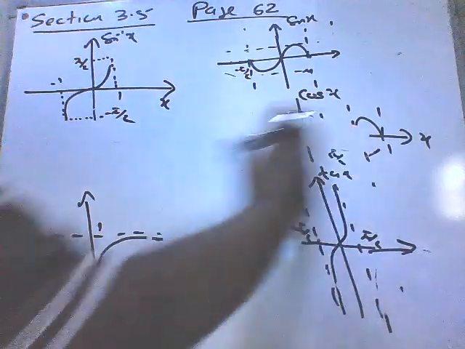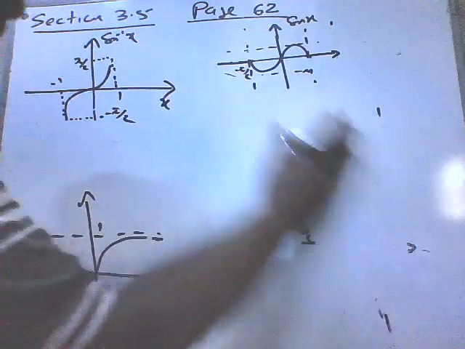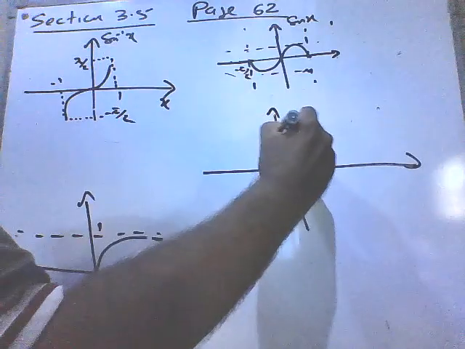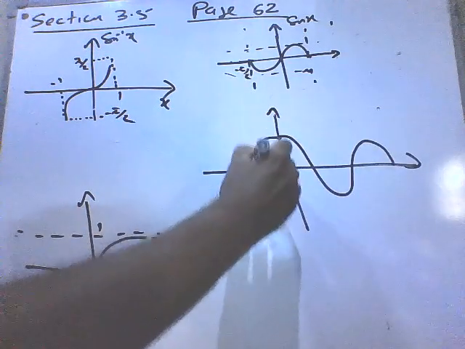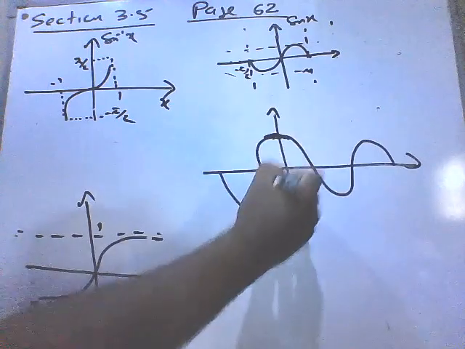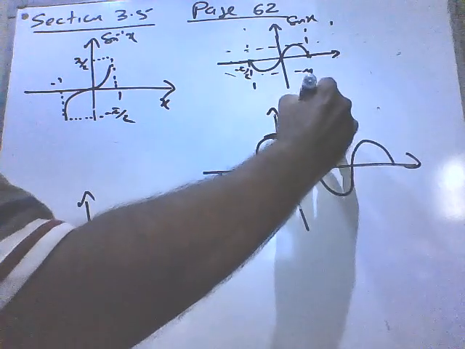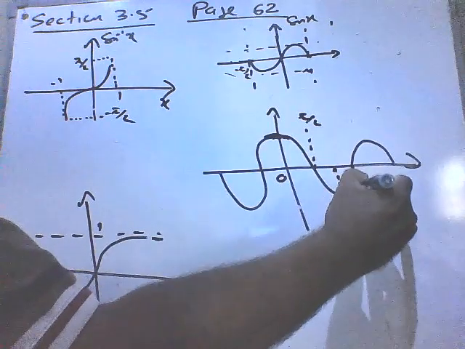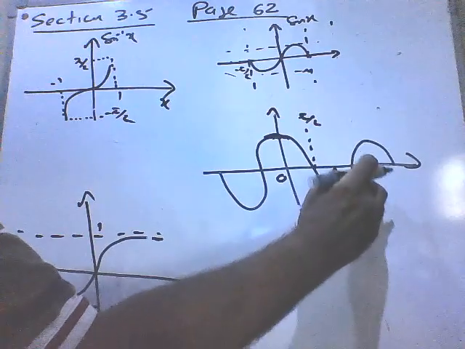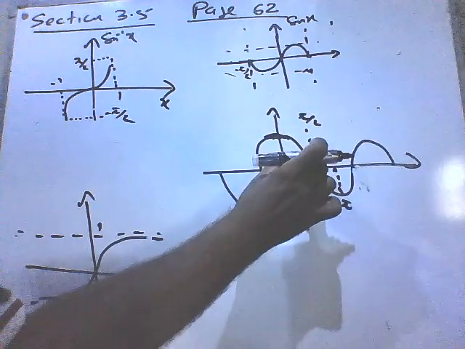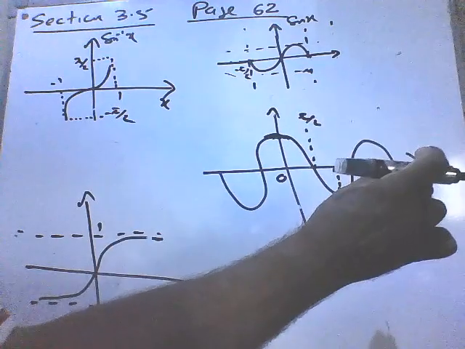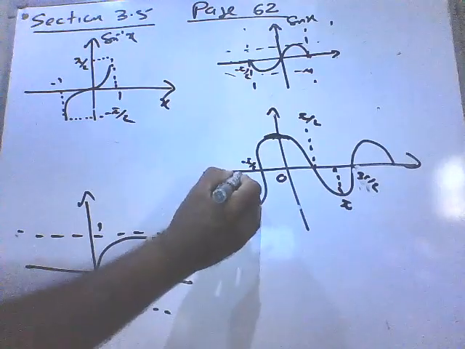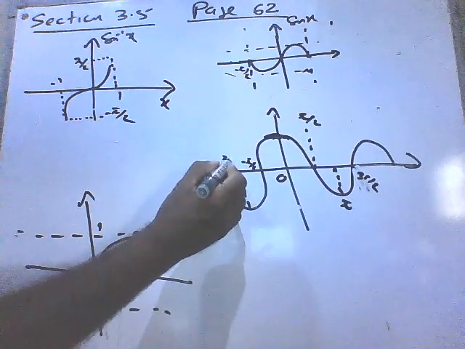Again I will explain that part. Cos x, I will erase tan x. Cos x we are having like this. Here it is going to be 0, here pi over 2, and here pi, up to this place. Then another pi over 2 gives 3 pi over 2. Here again minus pi over 2, and minus 3 pi over 2.